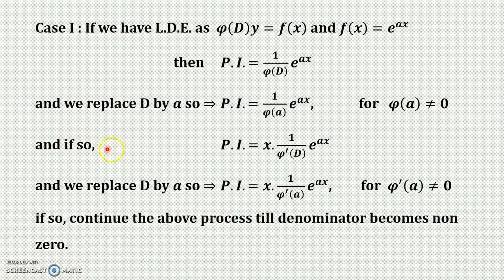But if phi of a is equal to 0, then we have to multiply this by x and take the derivative of phi of D with respect to D, and write down the function as it is. After that, we replace this D by a. We get the particular integral in this way. It also exists if and only if phi dash of a is not equal to 0. This process we continue until the denominator becomes non-zero. This is our first case.